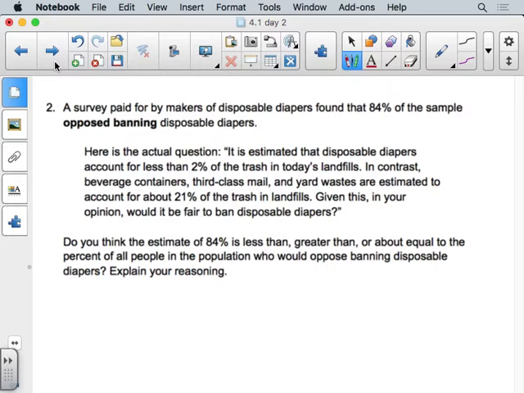So this one, here's the question. They're trying to talk about disposable diapers. It's estimated that disposable diapers account for less than 2% of trash in the landfills. In contrast, beverage containers, mail, and yard waste are about 21%. Given this, in your opinion, would it be fair to ban disposable diapers? So, here's the actual question: do you want to ban disposable diapers? But they gave all this fluff, and they even said, would it be fair? You know, we're only less than 2%, this other stuff does all this. So you have to be careful on the wording of your question. So that's a wording bias, a badly written question.